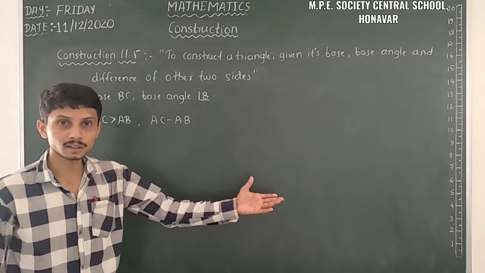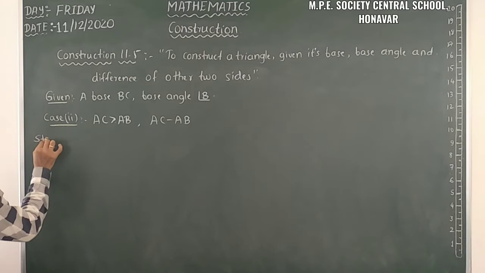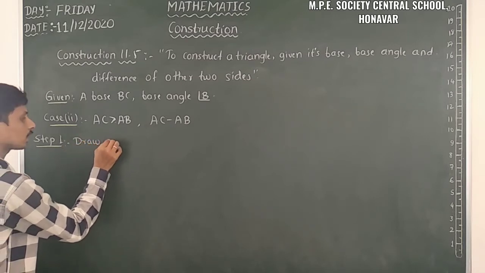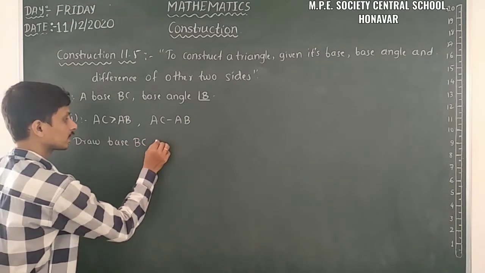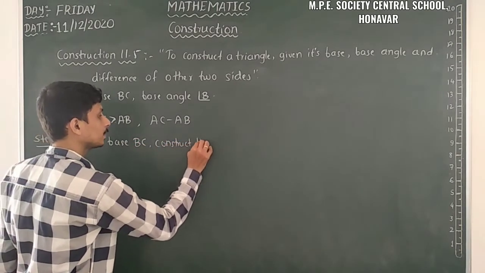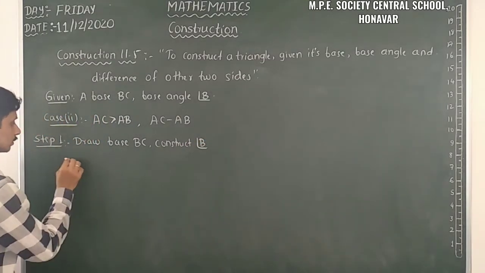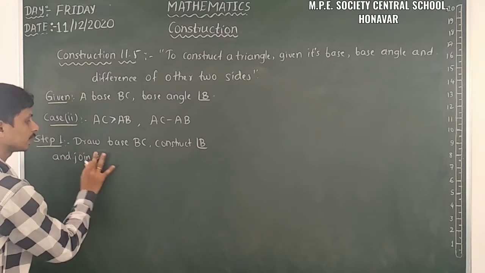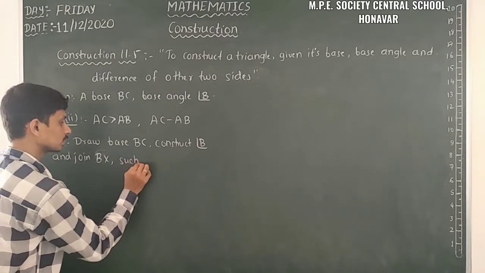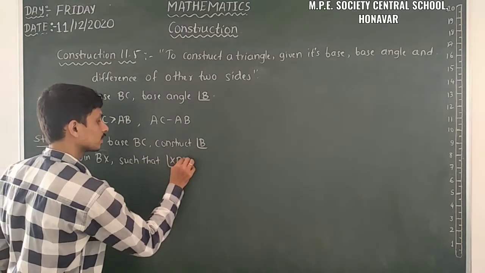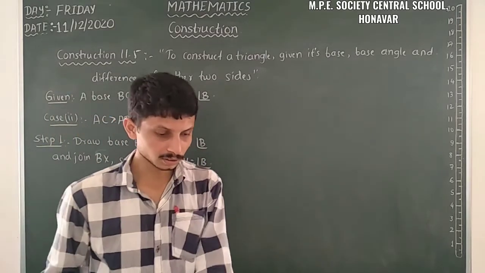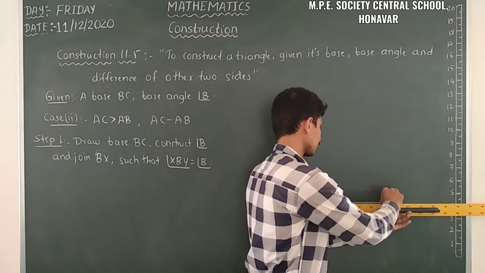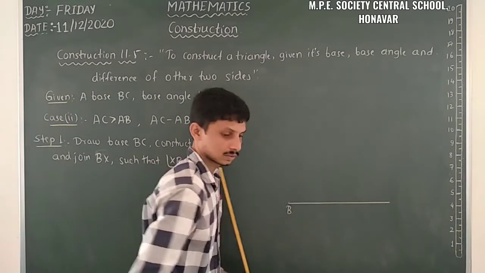Along with the steps we have to construct the triangle. So consider the steps. Step 1 is the same for all these constructions, that is draw a base BC and construct angle B, join BX such that angle XBY is equal to angle B. So we just draw a base BC here, whatever length is given, you have to take the right length. Yes, this is BC.